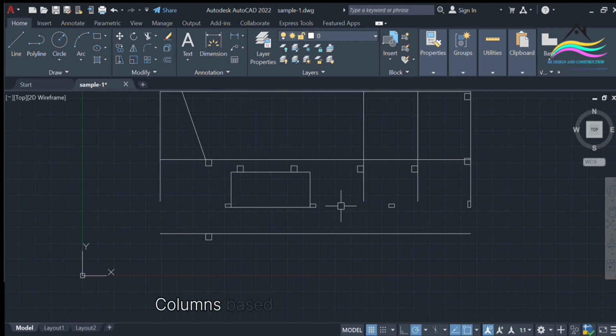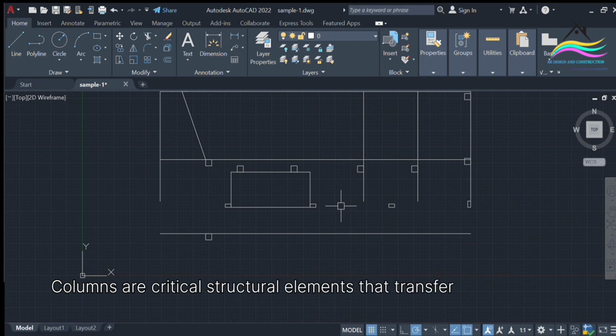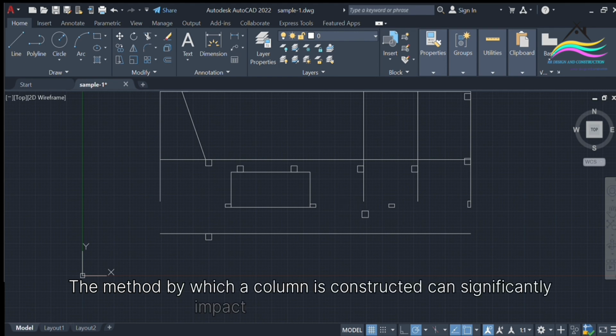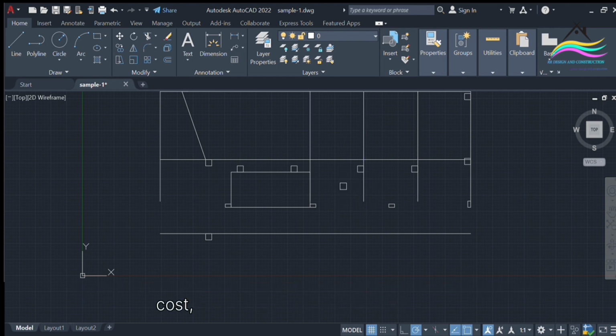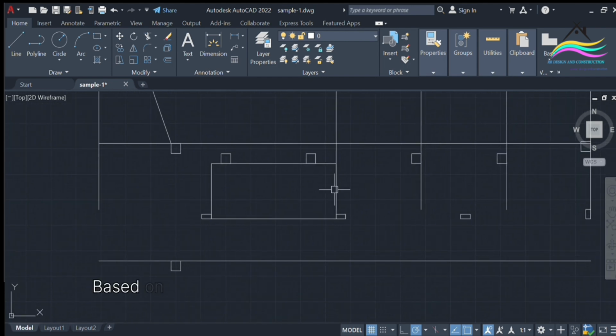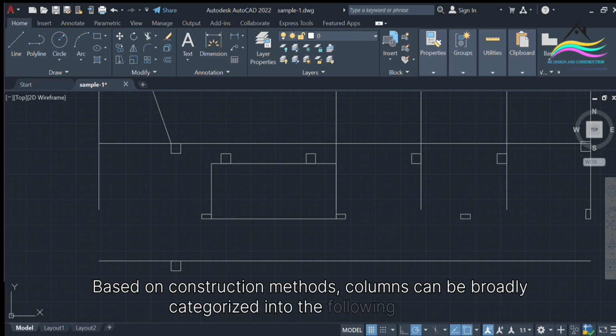Columns based on construction method. Columns are critical structural elements that transfer loads from the upper parts of a structure to the foundation. The method by which a column is constructed can significantly impact its strength, durability, cost, and suitability for specific projects. Based on construction methods, columns can be broadly categorized into the following types.